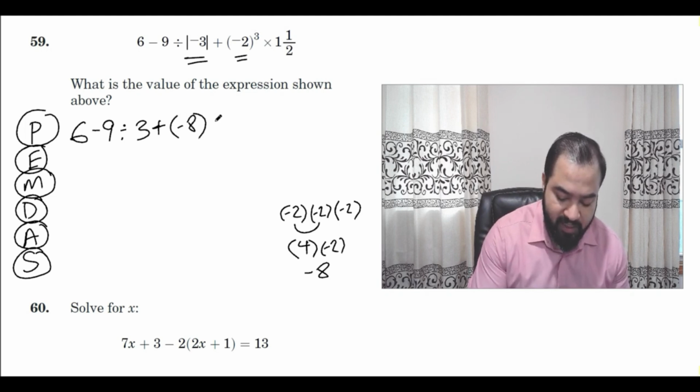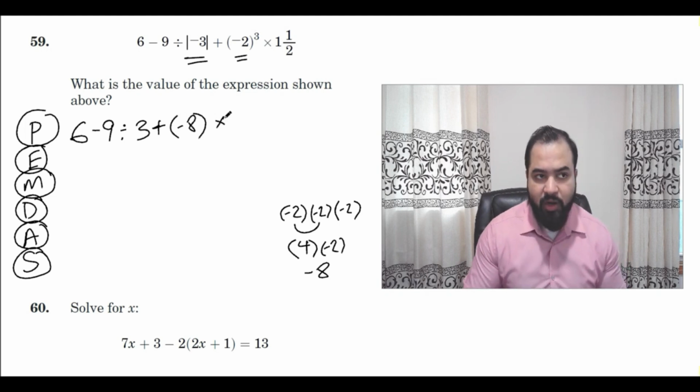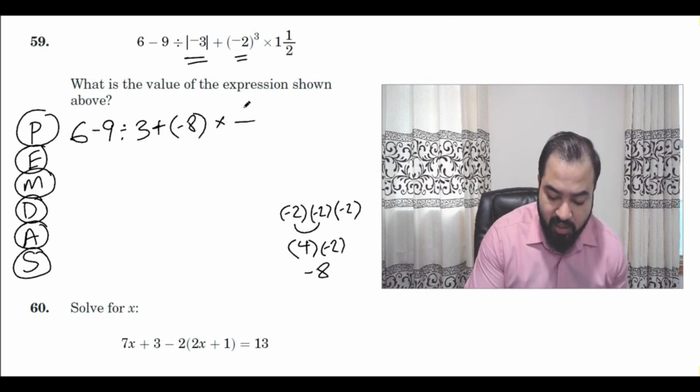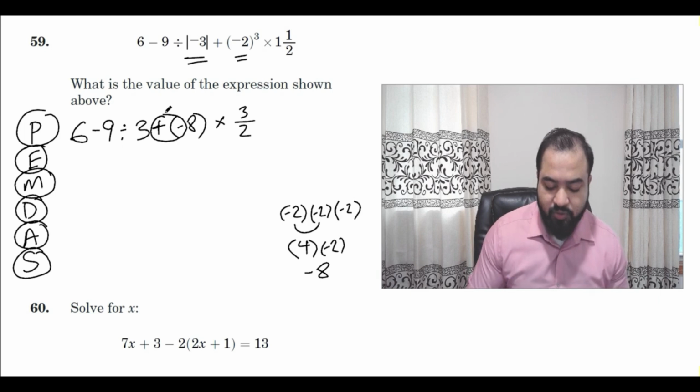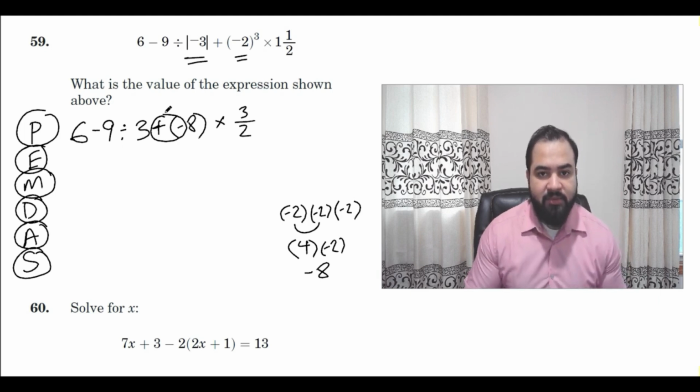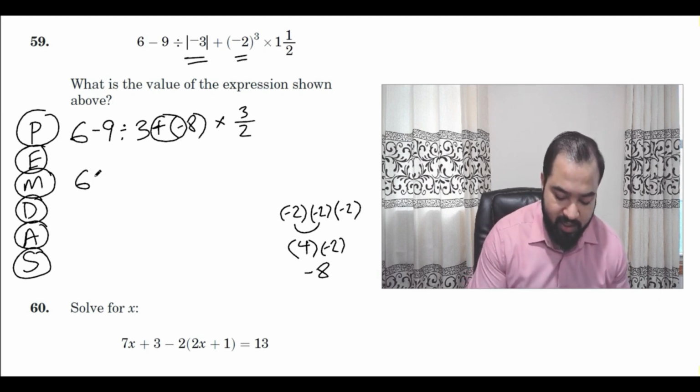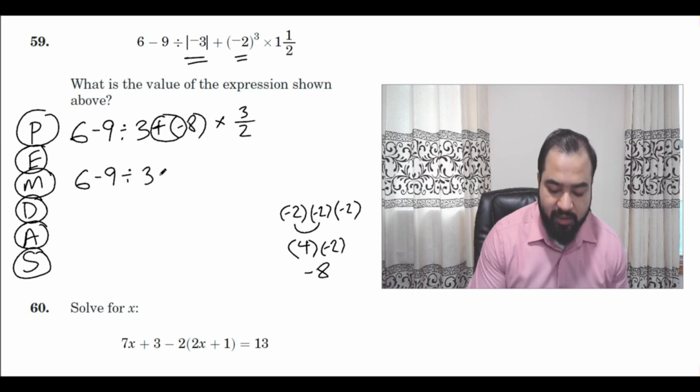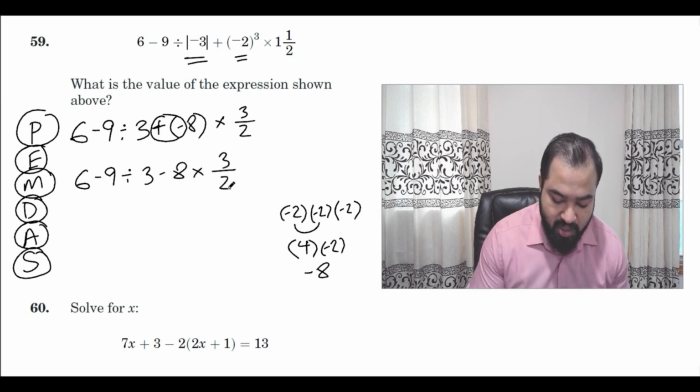Then we have times 1.5. We can write 1.5 as an improper fraction: 2 times 1, 2 plus 1, which is 3 over 2. Before we go on, you see a plus and a minus, two signs. So plus times minus becomes a minus. So I can write it as 6 minus 9 divided by 3, and plus times minus is minus 8 times 3 over 2. Now let's solve this.